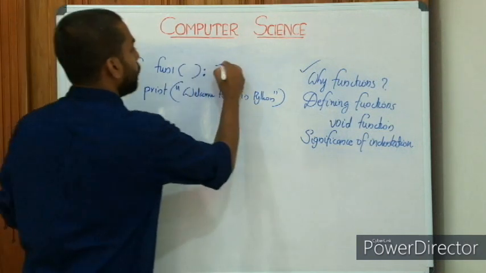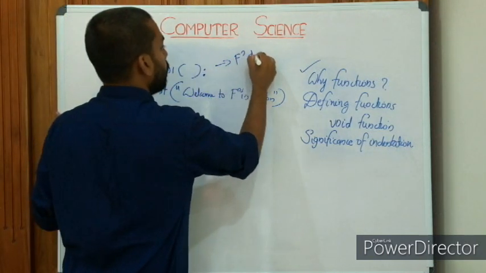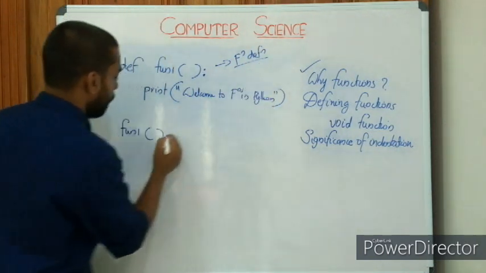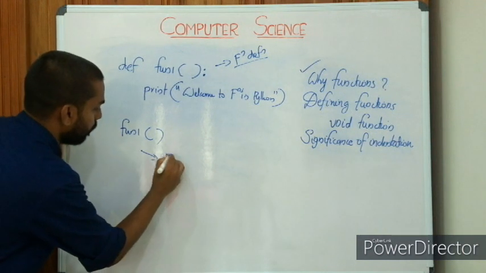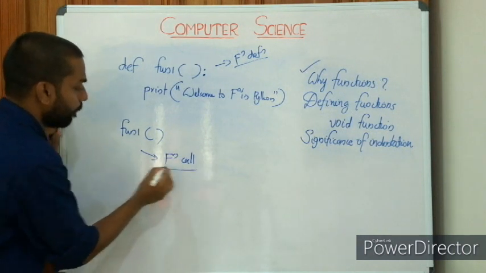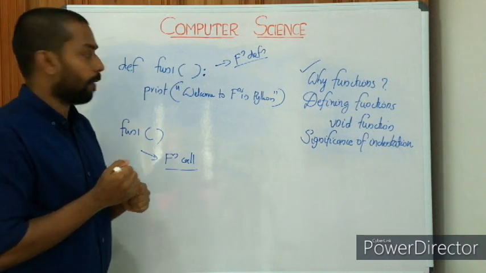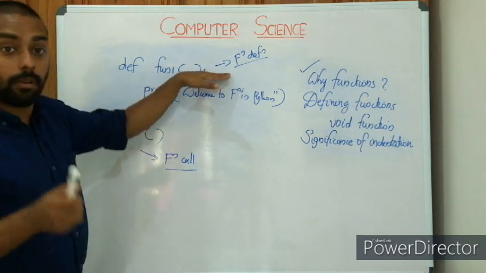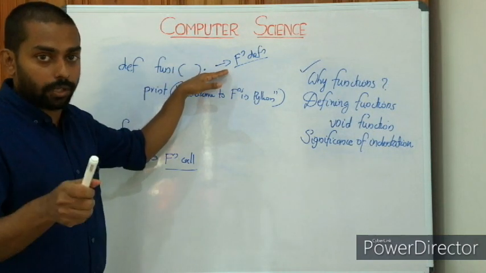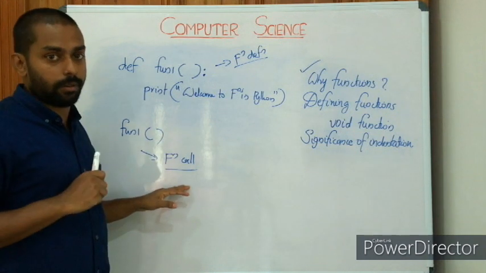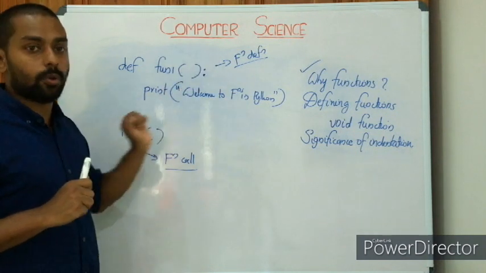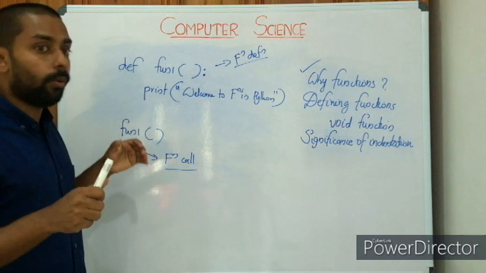This is the function definition and this is the function calling. These are the components. First we always define the function, then only we can call the function. So these are the two components of a function and we can see how it works.